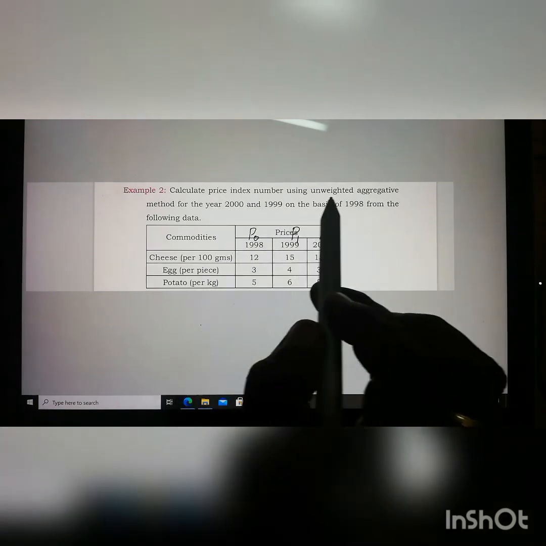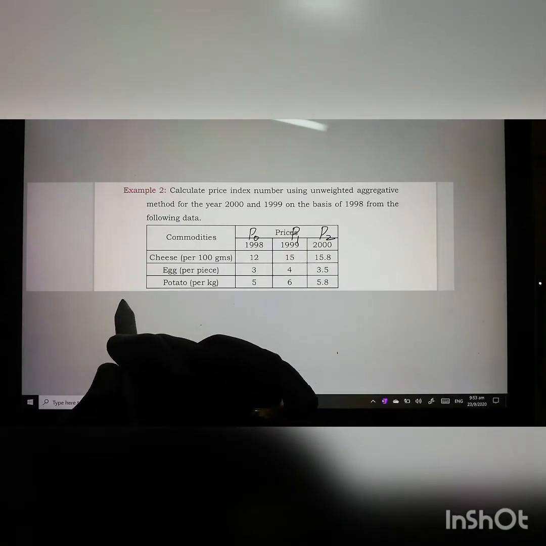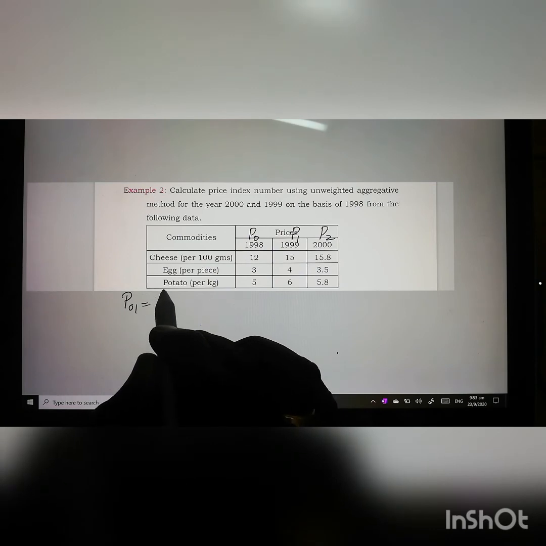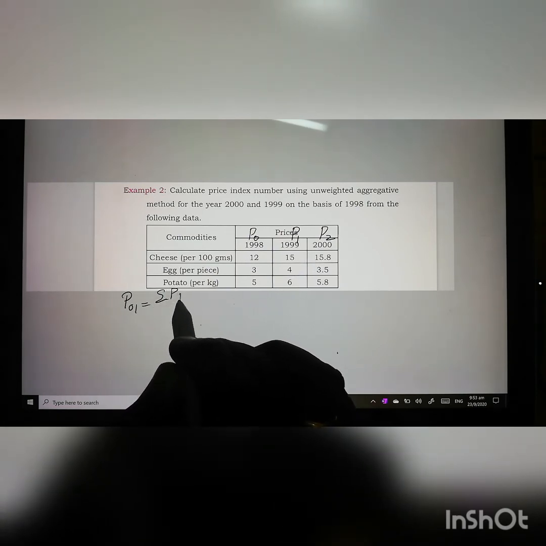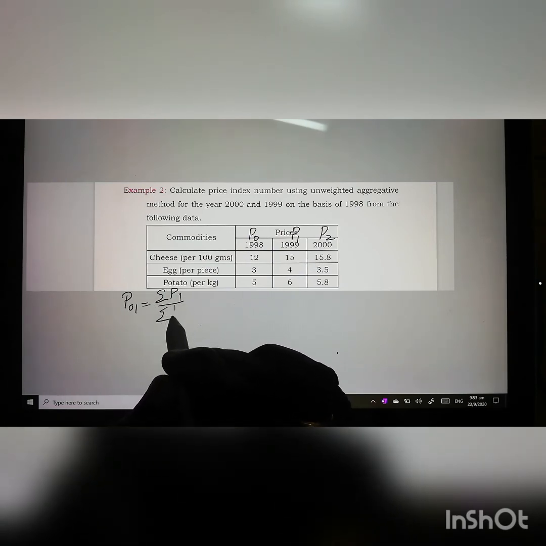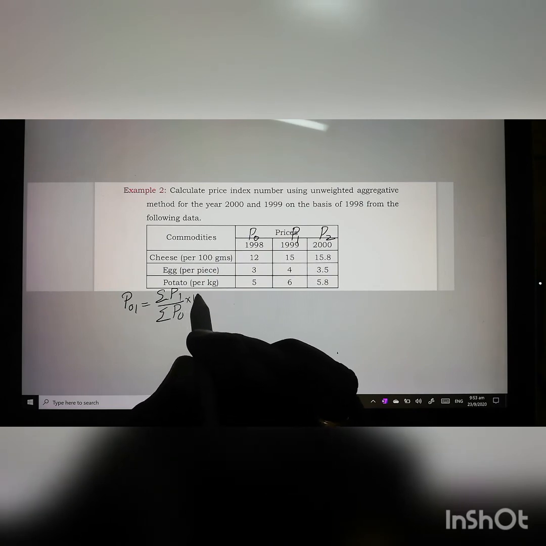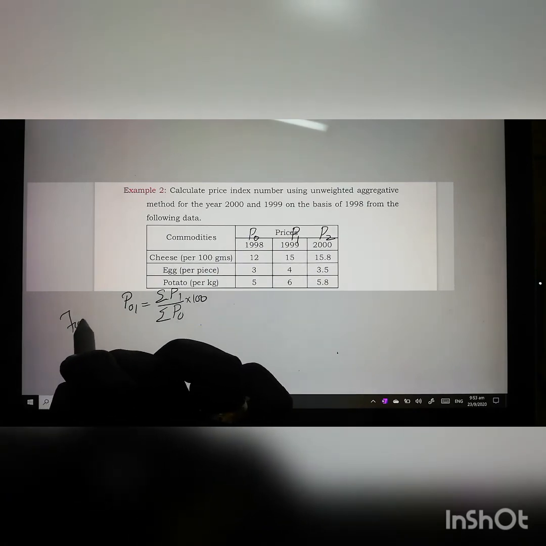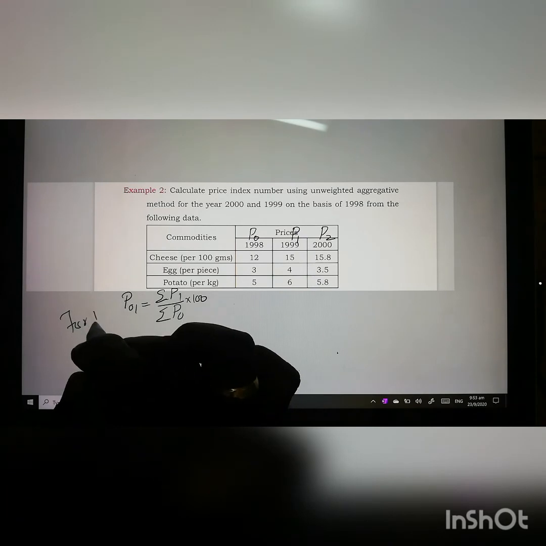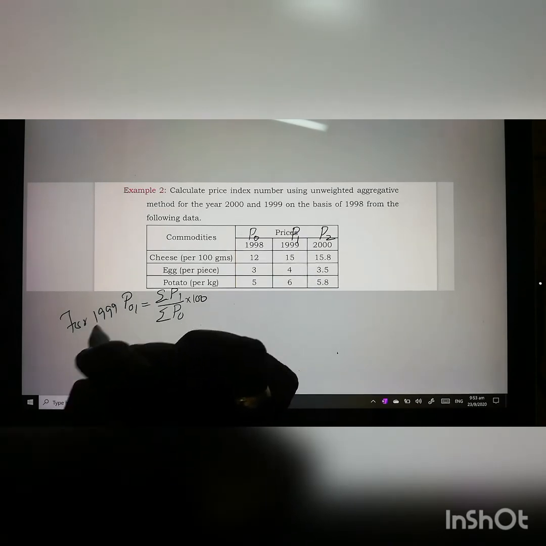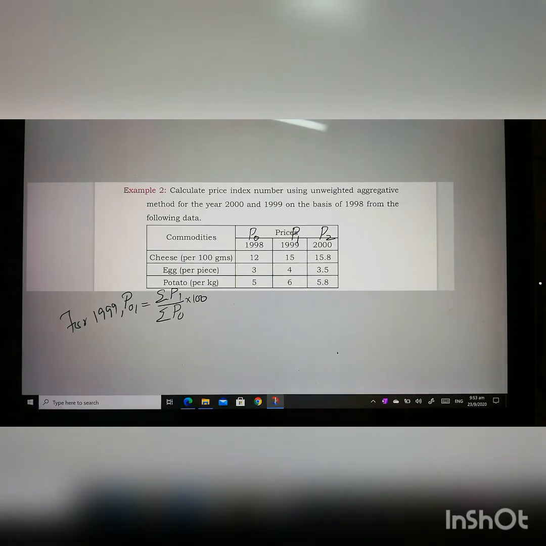I'll write this formula for the unweighted aggregative method. The formula would be P01 is equal to sum of all P1 divided by sum of all P0 into 100. This is for 1999. You can write it very specifically. 1999. This is the formula that we use.